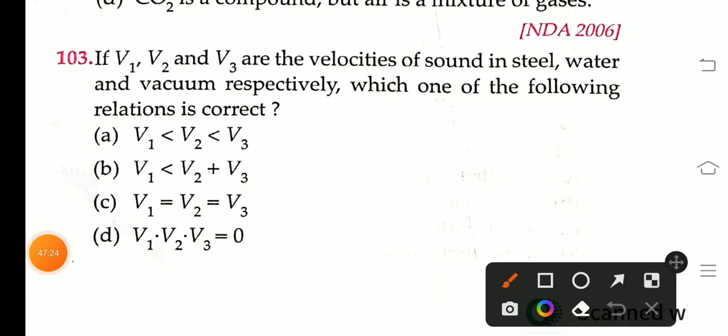Next, if V1, V2 and V3 are the velocities of sound in air, water and vacuum respectively, which one of the following relations is correct? Right answer option D, V3 equal to 0.